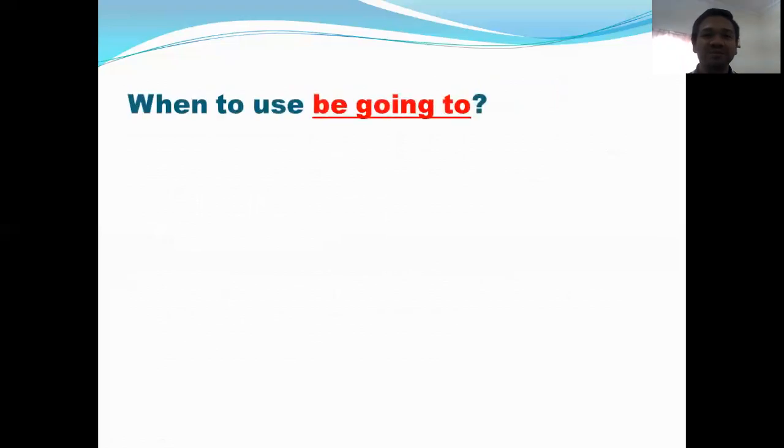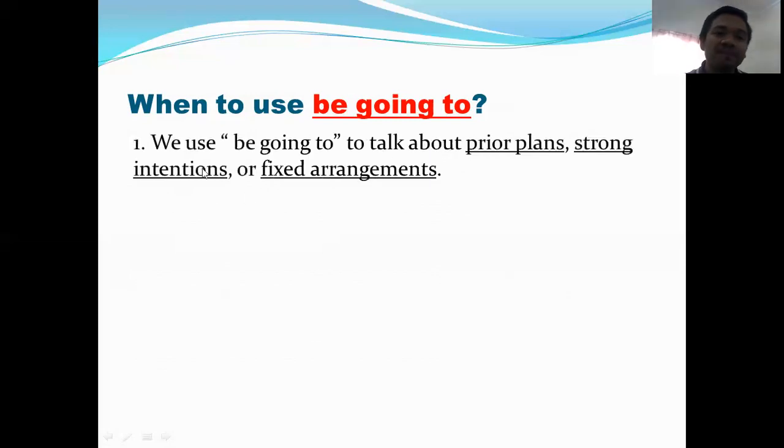Now this time, let's talk about be going to. When can we use be going to? Once again, be going to refers to am, is, and are plus going to: is going to, are going to, I'm going to. When to use it? Number one, we use be going to talk about prior plans, strong intentions, or fixed arrangements.